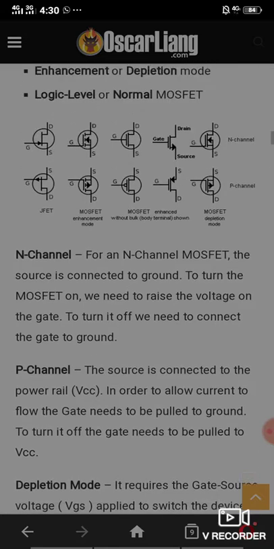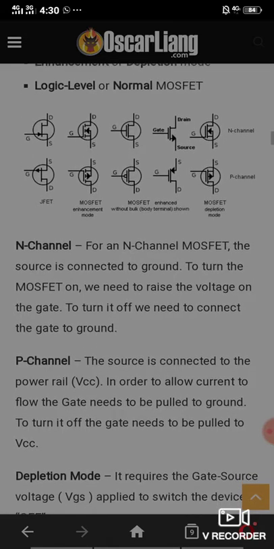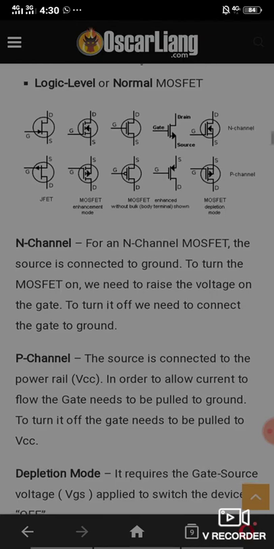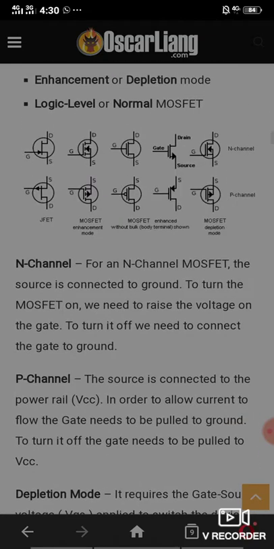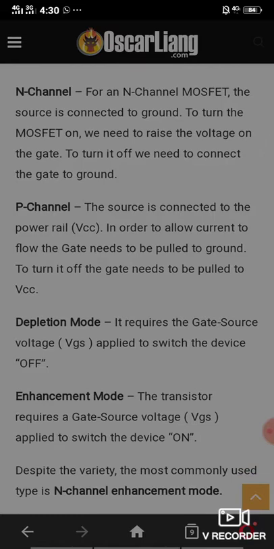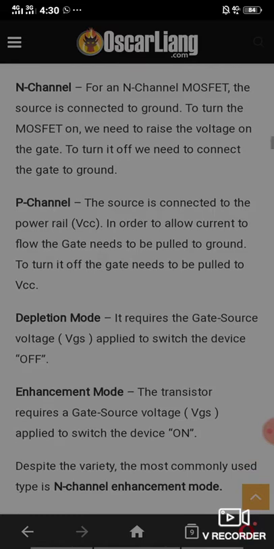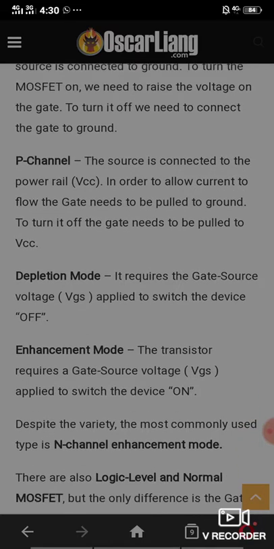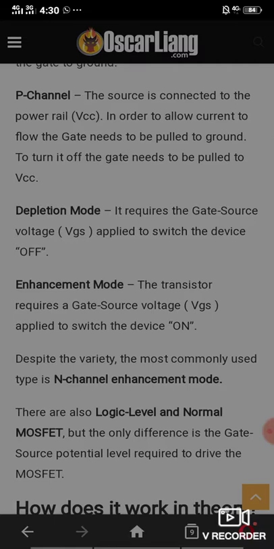Depletion mode requires a gate voltage applied to switch the device off. Enhancement mode requires a gate voltage to switch the device on. Despite the variety, the most commonly used type is N-channel enhancement mode.